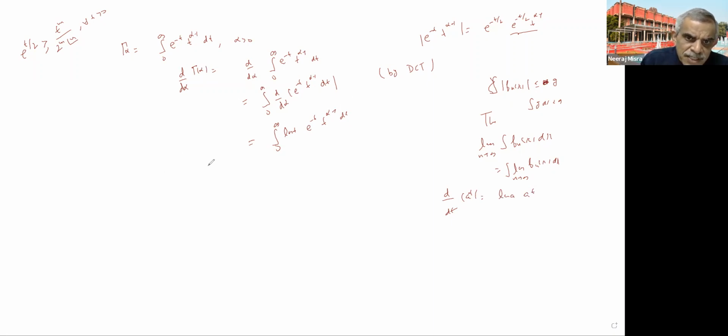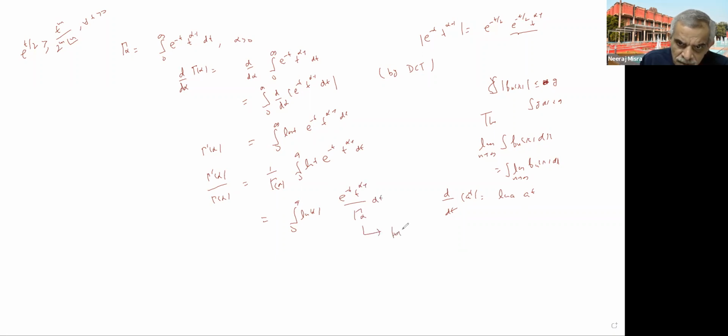So this is gamma prime alpha. So if I define gamma prime alpha by gamma alpha, it becomes 1 upon gamma alpha, integral from 0 to infinity of log t, e to the power minus t, t to the power alpha minus 1 dt, which becomes the integral from 0 to infinity of log t times e to the power minus t, t to the power alpha minus 1 by gamma alpha dt. This is the density of gamma(1, alpha).